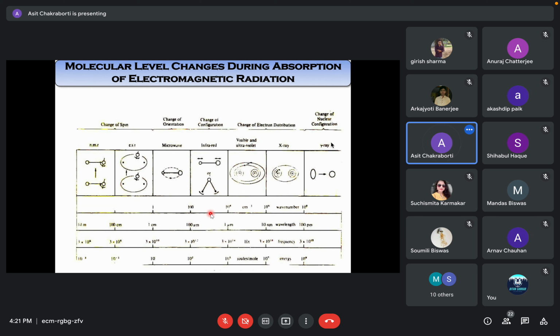Now, if we take this slide, this is taken from Pavia's book. If you read Pavia's book, which I have simply taken from, it is a very nice book to learn all the techniques. You take electromagnetic radiation. This slide shows what exactly happens in the analyte when it is exposed to electromagnetic radiation, and accordingly it gives us various kinds of spectrometric techniques.